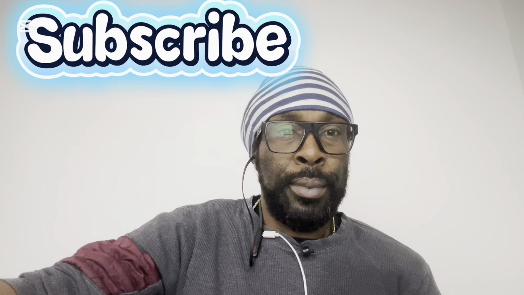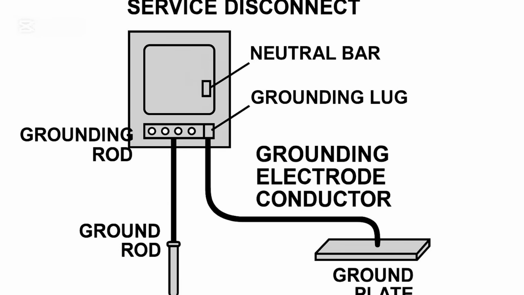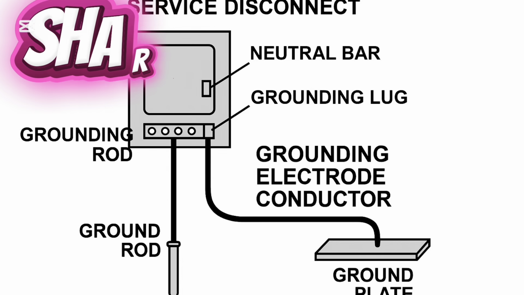This is the one area apprentices mix up all the time, and even licensed electricians sometimes install the wrong grounding electrode or size the conductor wrong. By the end of this video, you'll know exactly which one you should be using, how to install it, and the code rule behind it.